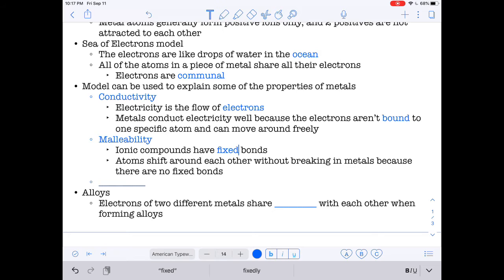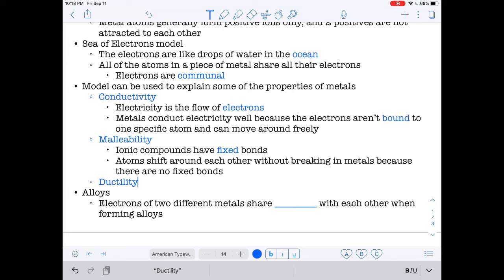The last property we're going to talk about today is ductility, and that's the ability to shape metals into a wire sort of form. It's kind of the same explanation as for malleability. The atoms can shift around each other because of the lack of fixed bonds, so the metal is ductile and can move around, unlike ionic compounds.